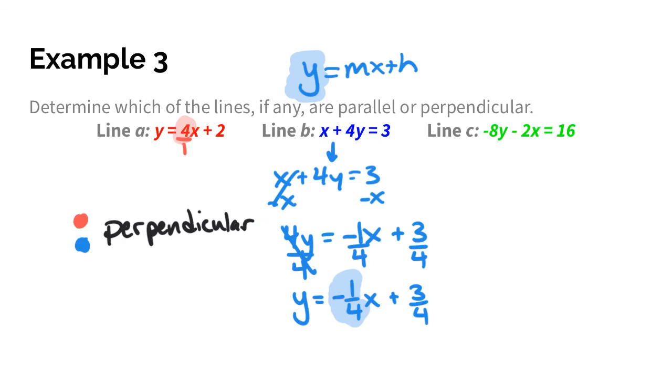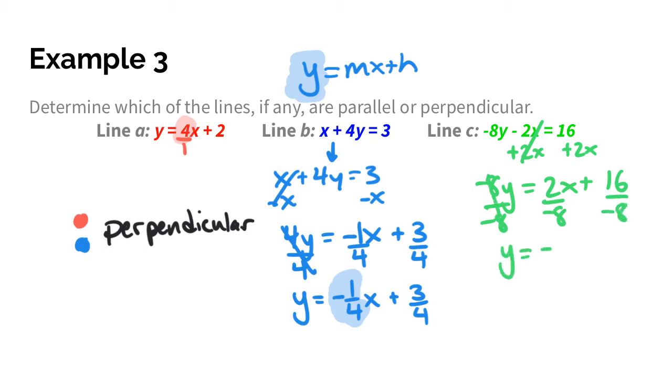Now what about that green line, line C? So I have -8y minus 2x equals 16. I'm going to do this the same way, put this in slope-intercept form. So I'll add 2x, get -8y equals 2x plus 16. And then lastly, divide by -8 to get y equals -1/4 x, and then I would have -2.